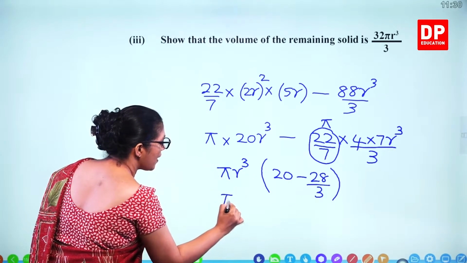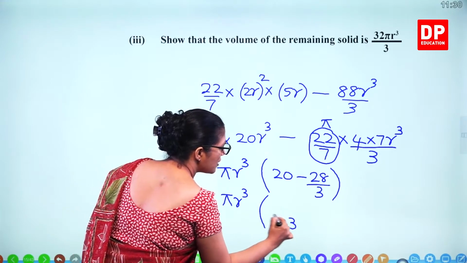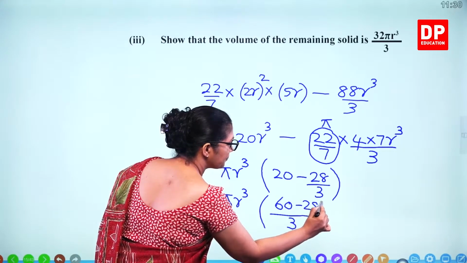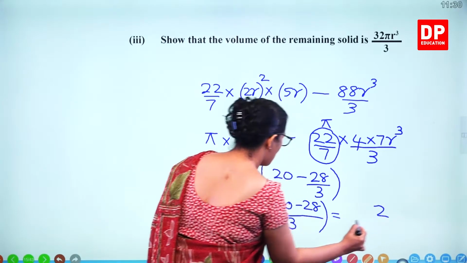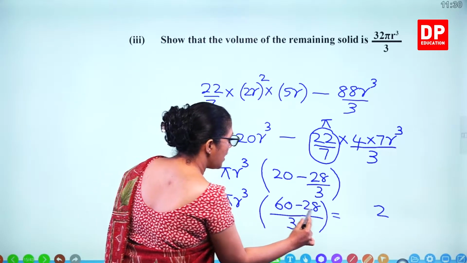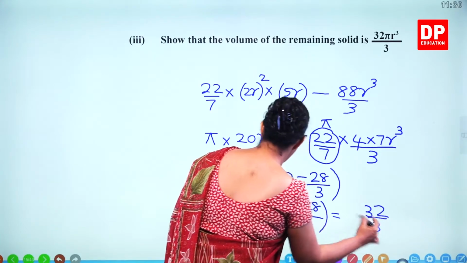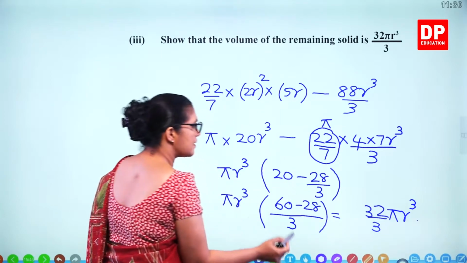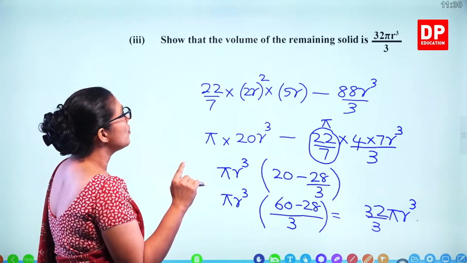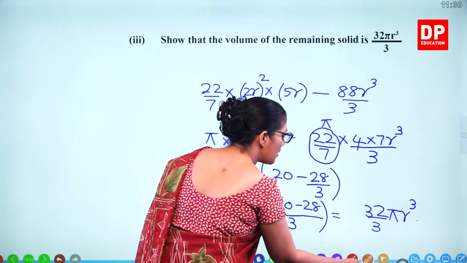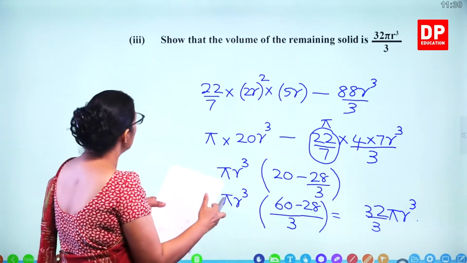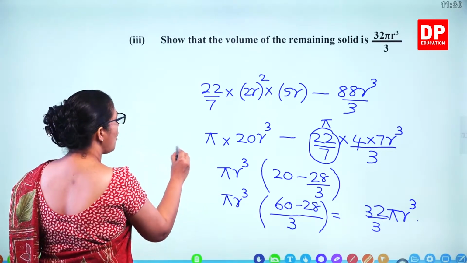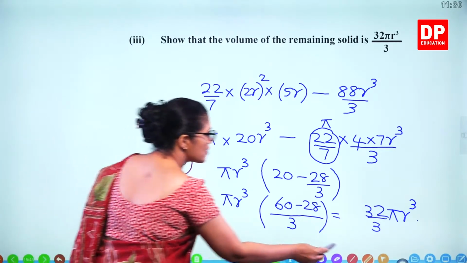Now simplify. Pi r cube, 3 is the common denominator, 3 times 20 is 60 minus 28. You get 32 over 3 and pi r cube. So that's correct. So that's the answer, 32 pi r cube over 3. So that's the remaining volume. So what's the mark we can give? 3 marks. So 3 marks for this part. Let's do the next one.